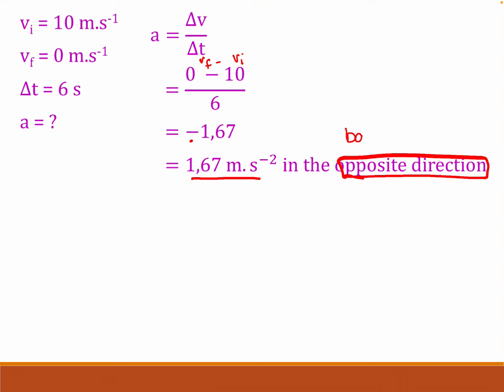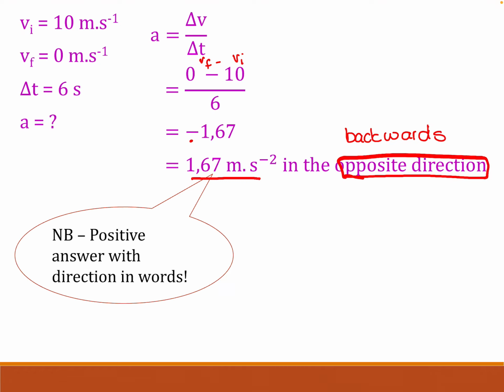Here you could have said backwards, because she's moving forwards and the acceleration is backwards, and that's like when you put your foot on the brake in a car or brakes on a bicycle, okay? So we need to remember we must always have a positive answer at the end with the direction in words. We never put a direction in words with a negative answer.